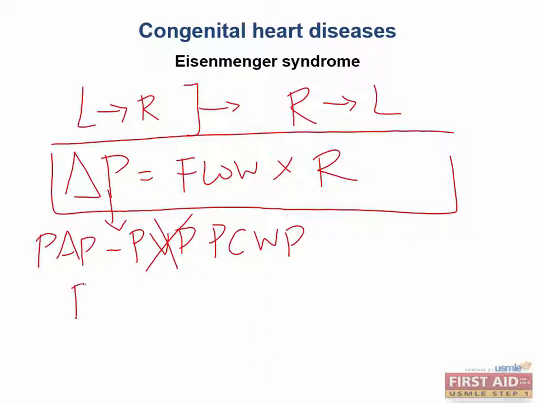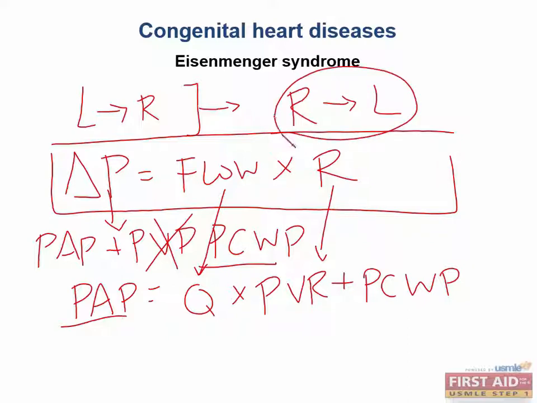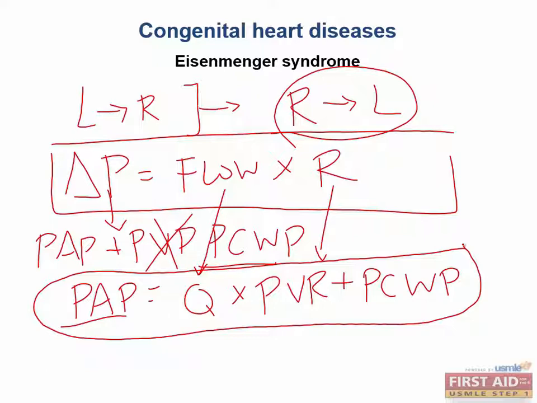So now we can say the pulmonary artery pressure equals the flow, which is Q, times the pulmonary vascular resistance, which is R. And we switched this pulmonary capillary wedge pressure, we added it to the other side so that we can calculate the pulmonary artery pressure, because that is the problem in Eisenmenger syndrome, the development of pulmonary artery hypertension from a reversal of this shunt. So we have now this equation here. The way this equation looks now makes a lot of sense.